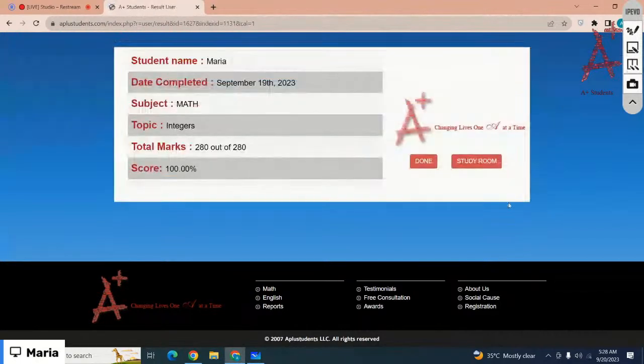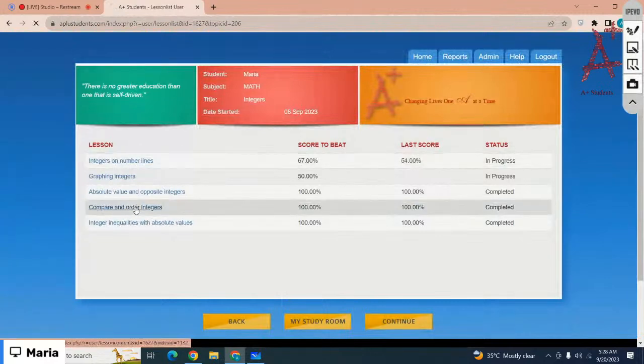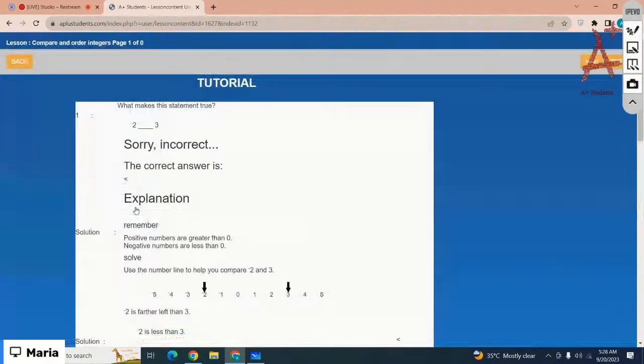Okay, we are done with the lesson. Let's just start with the next one. The next one is compare and order integers. Now we're going to see how do we compare and order integers. Let's just start with the test questions.